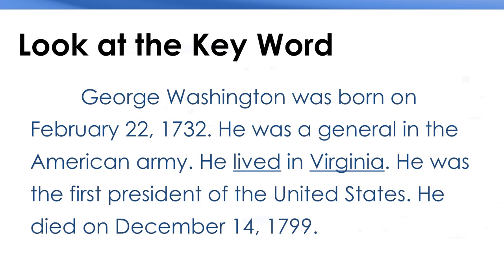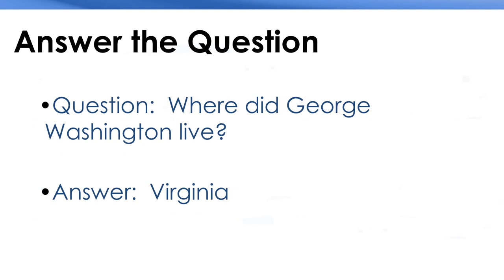Look at the keyword. George Washington was born on February 22, 1732. He was a general in the American Army. He lived in Virginia. He was the first president of the United States. He died on December 14, 1799. Answer the question. Where did George Washington live?